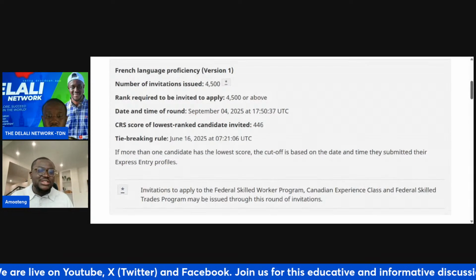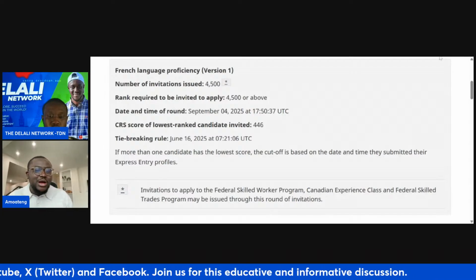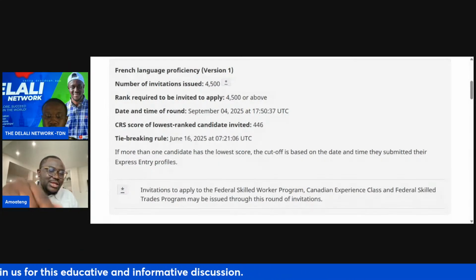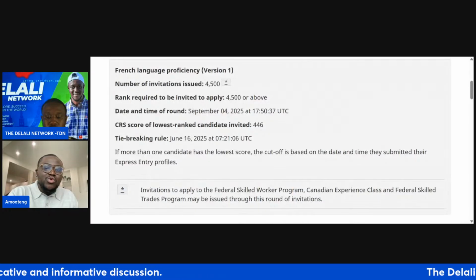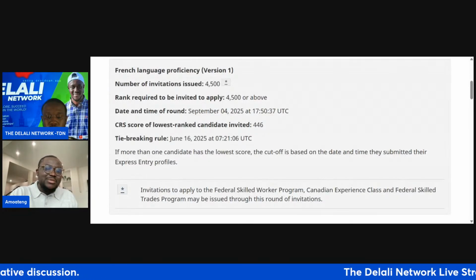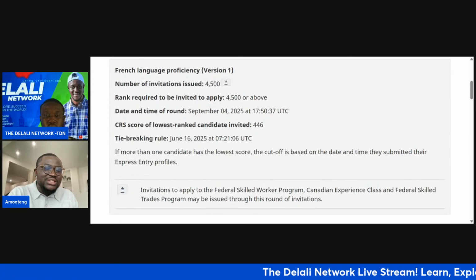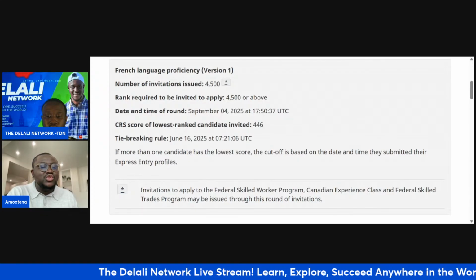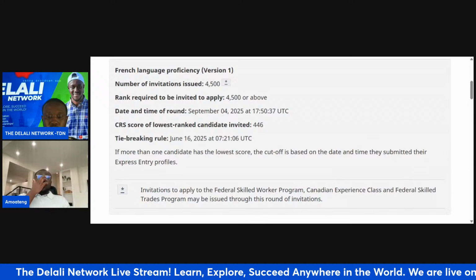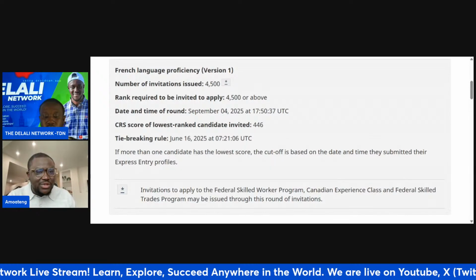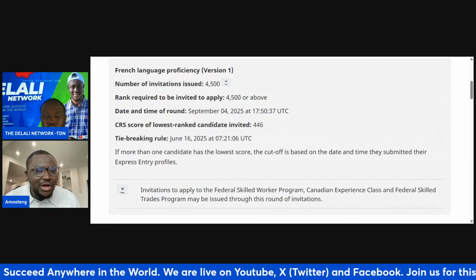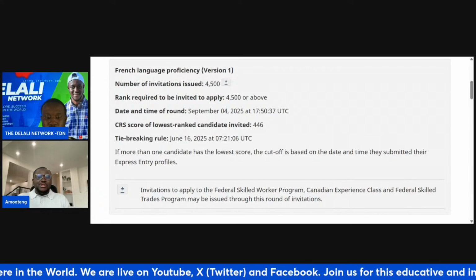So we select one person based on the time that we submitted our profile and the date that we submitted the profile. So for the French draw that they did today, for those people who rank 446, the tie-breaking rule that they applied is June 16th, 2025, and then the time is 7:21:06 UTC. That's the universal coordinated time. So you see, even the time and the day that you submitted your profile can help you at the 11th hour. Yeah, so that's what we mean by that.